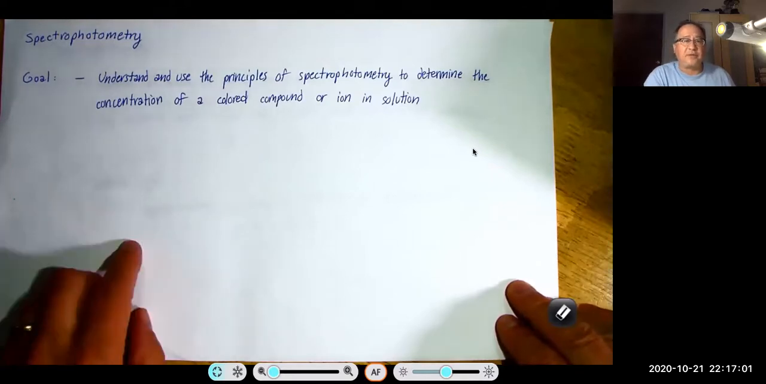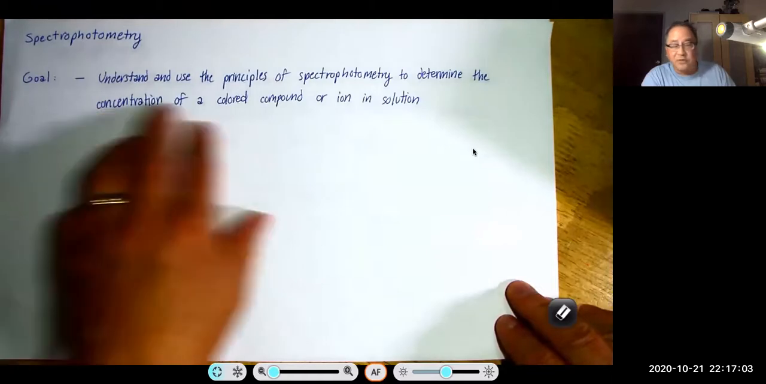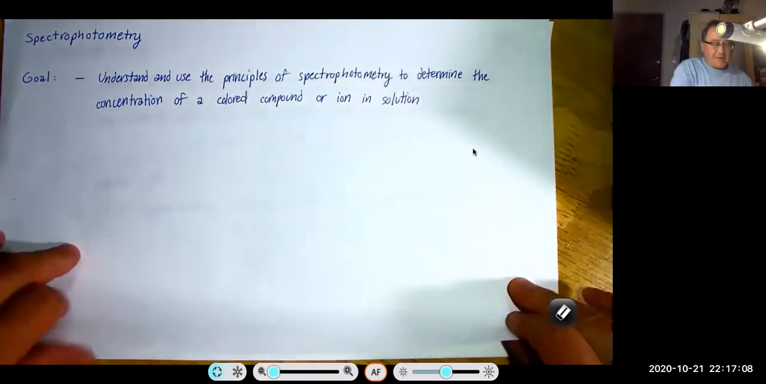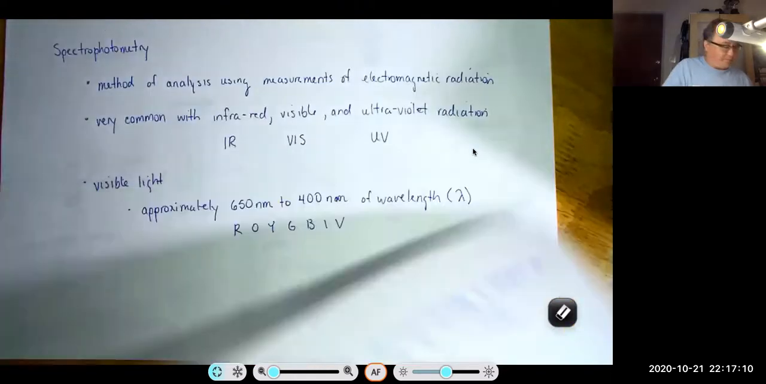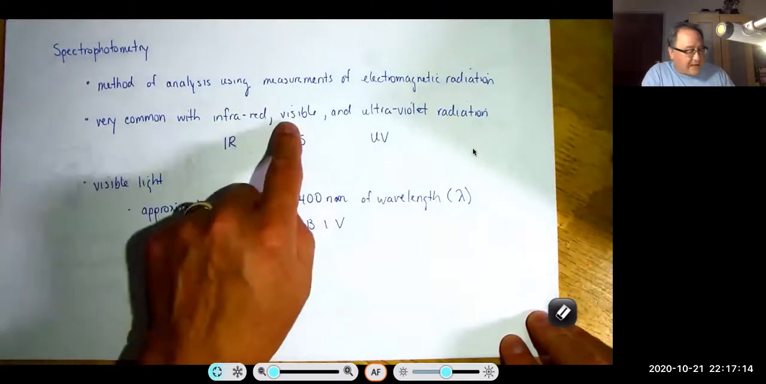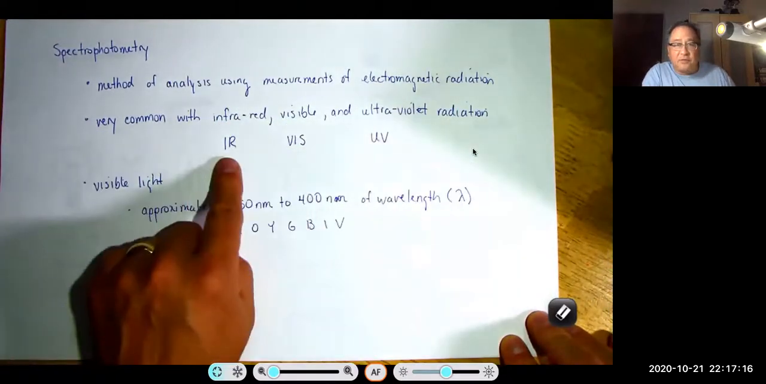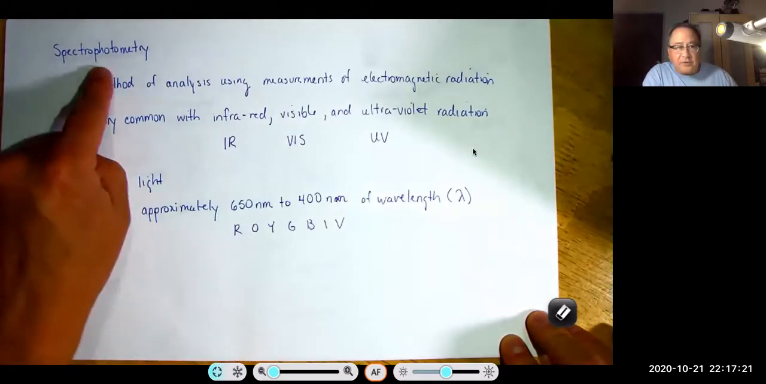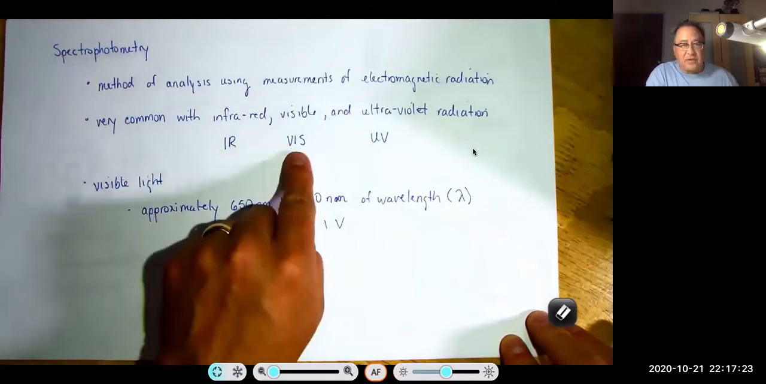Spectrophotometry, the goal is to understand and use principles of spectrophotometry to determine the concentration of a colored compound or ion in solution. It's a method of analysis commonly using electromagnetic radiation, where you commonly use infrared, visible, or ultraviolet radiation. And spectrophotometry usually refers to visible light.